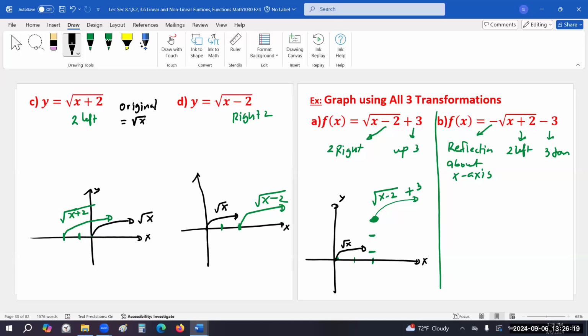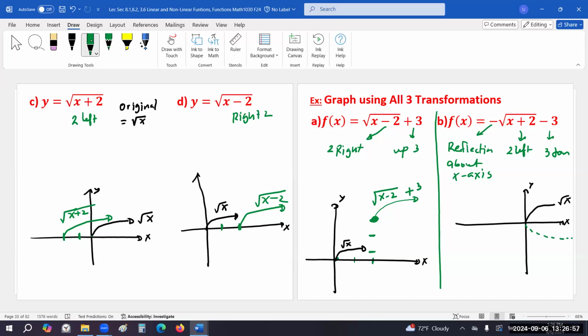Okay, so 2 left, 3 down. Down, so let me put down. So this is the original square root. Now, when you have 3 transformations, we always should reflect first. The reflection should be the first transformation, and then the order of the other transformations doesn't matter, left, right, up, down. So if you do reflection, it becomes upside down.